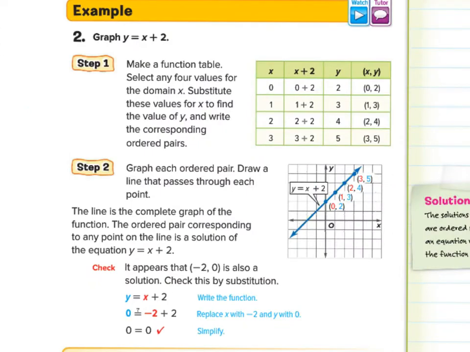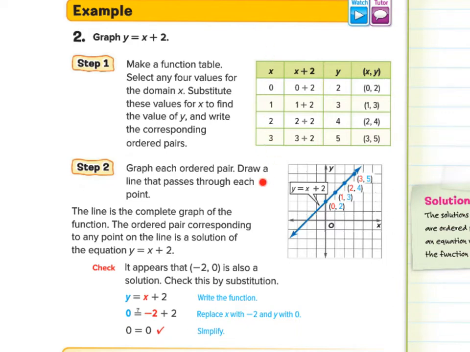Example 2. Okay. Y equals 2x plus 2. Make a function table, like we've done in the past. Select any 4 values for the domain, or x. Substitute these values for x to find the value of y, and write the corresponding ordered pairs. Okay, and we've done that before.